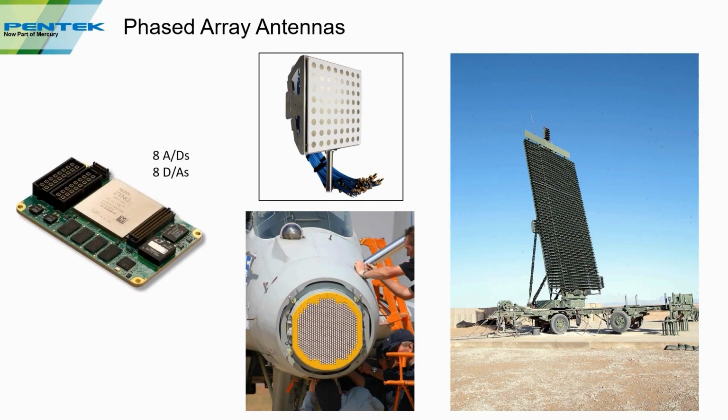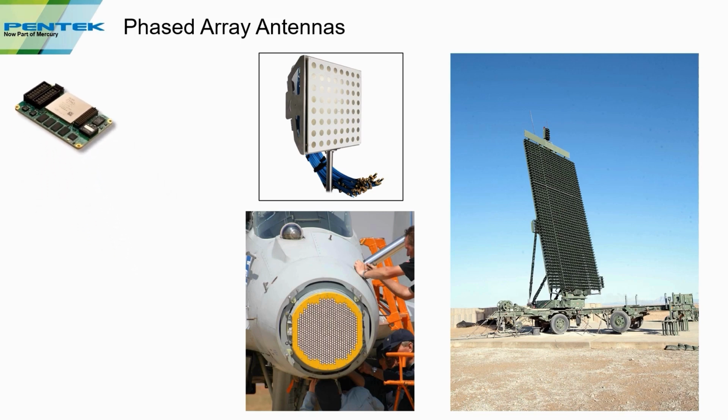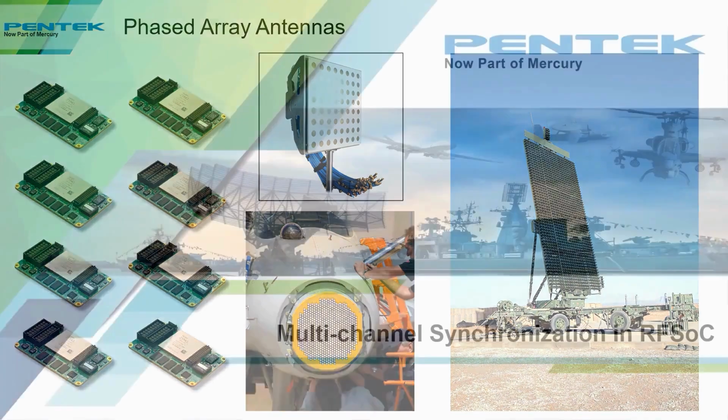Each one of those RFSoC chips can do 8 channels of A to D and D to A. And because of the small form factor module that we have, you can actually put many of those modules in a custom enclosure and position them right behind the antenna array. In addition to the density and being able to fit all these channels, the other key requirement, of course, is having them all be synchronized, having all the A to Ds and D to As locked together effectively. So that's what this next section is about.